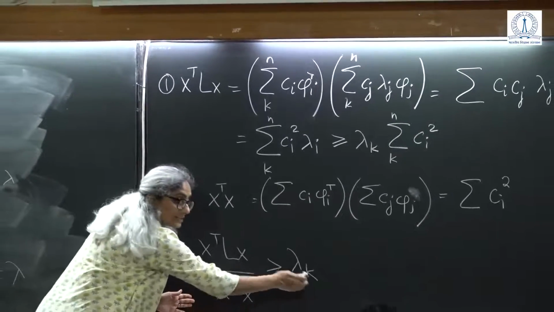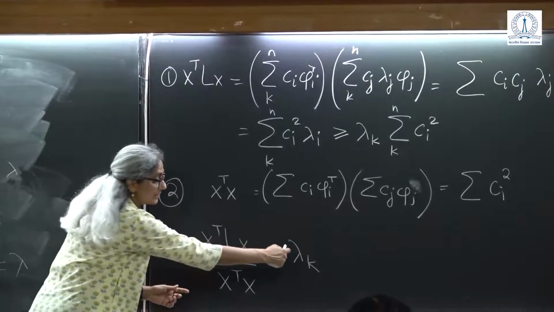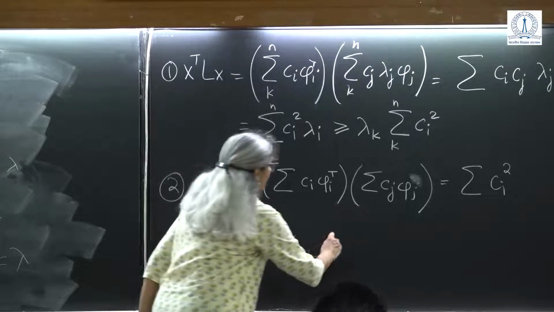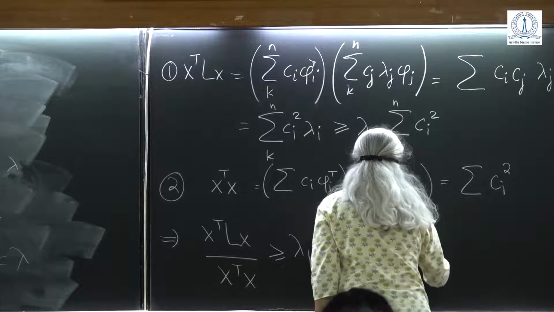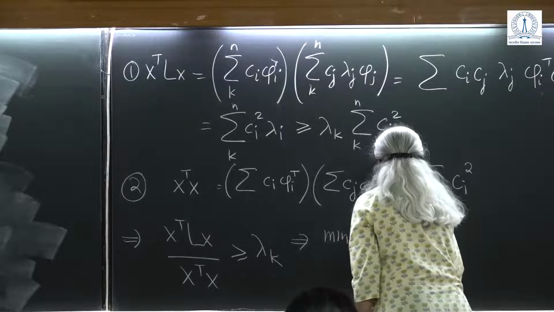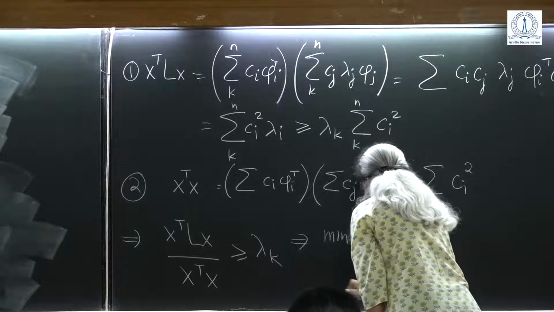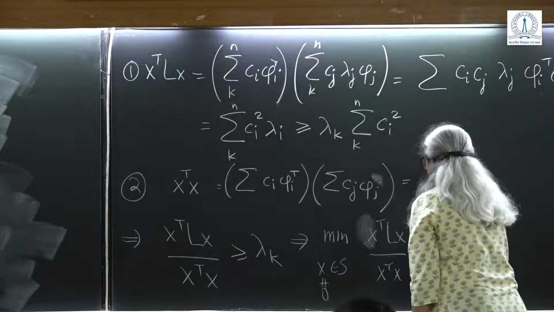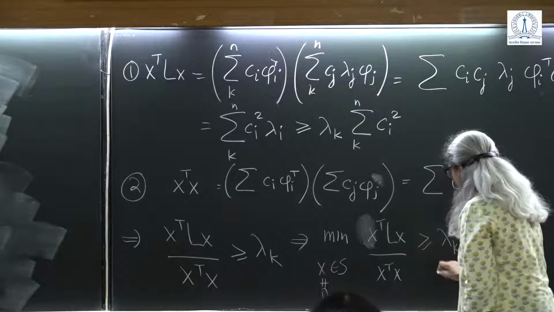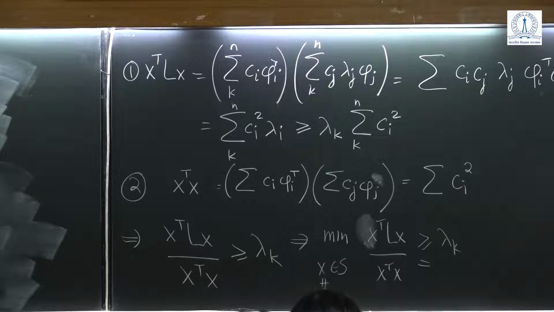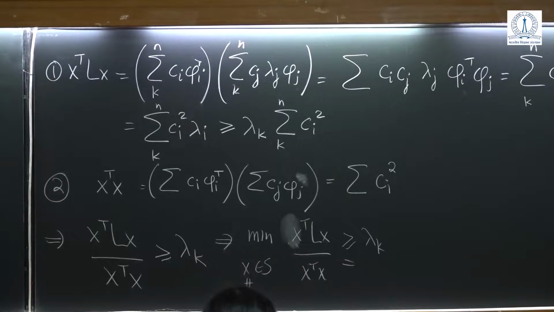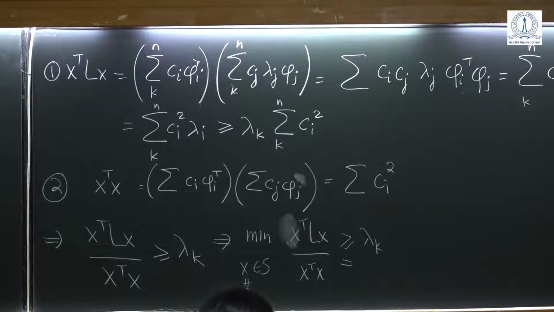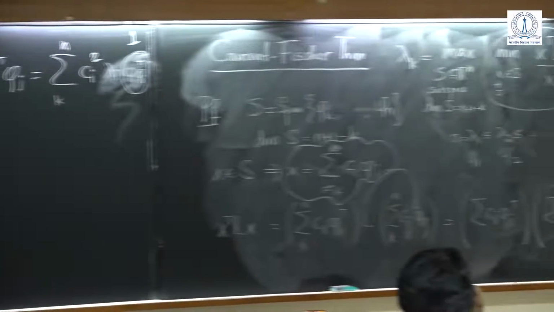If you have this greater or equal to this, I can put the minimum here, and it is going to be greater or equal to the minimum here. But this is just a number, so there's no minimum. So this implies that the min of the Rayleigh quotient, x transpose Lx over x transpose x, over all x not equal to 0, is greater or equal to lambda k, but it's actually equal to lambda k because the minimum is achieved by phi k, right? So we have this one very special subspace that we picked, where the minimum is lambda k.